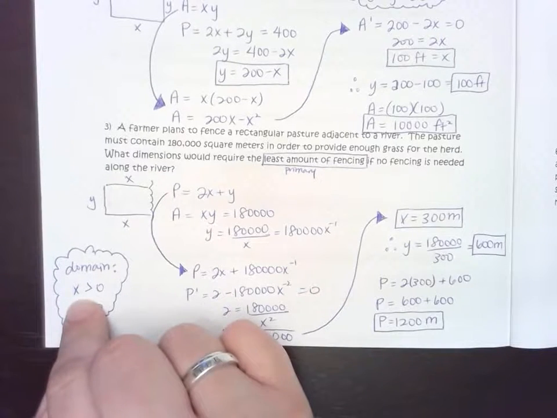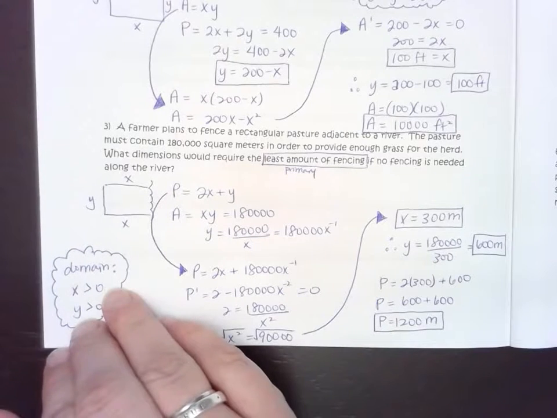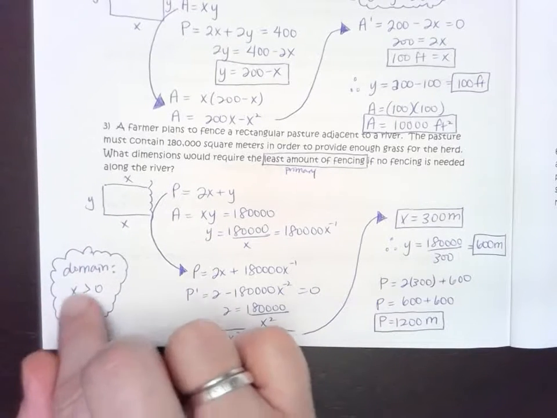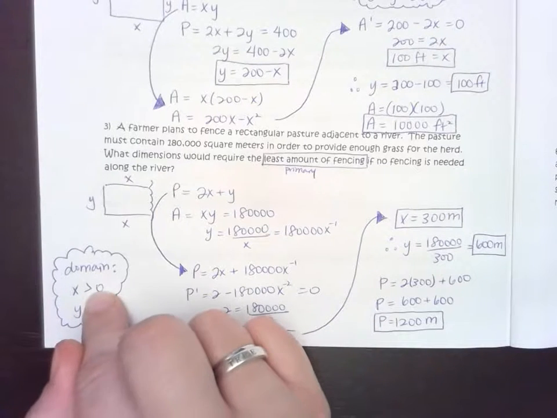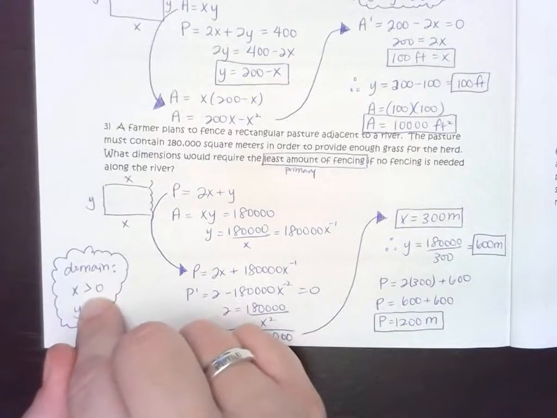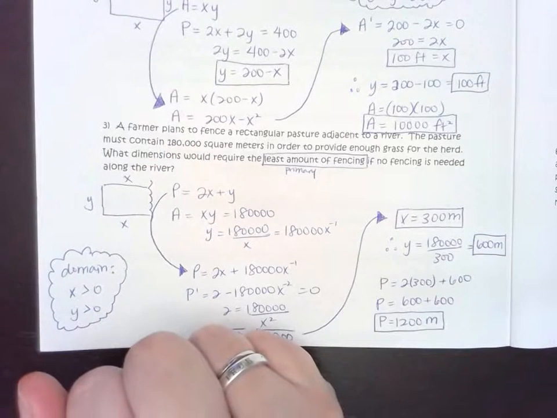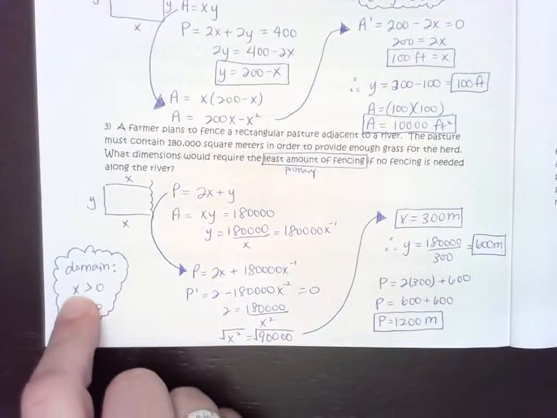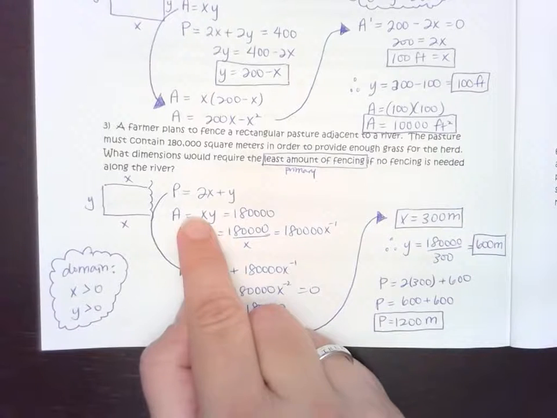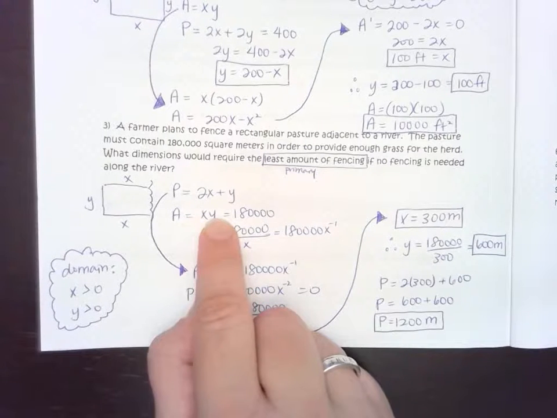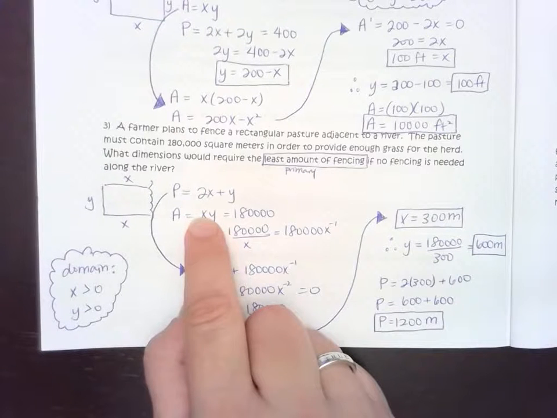Now, the domain. Here's what I know. First of all, it can't be negative, so it has to be greater than 0. Secondly, I know this might seem kind of obscure because x greater than 0 could be a very, very, very large number. But think of what pairs equal 180,000. I could use 1 for my x and 180,000 for my y. I could use 2 for my x and 90,000 for my y.